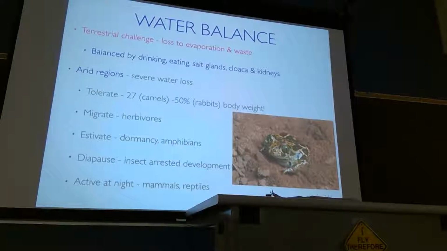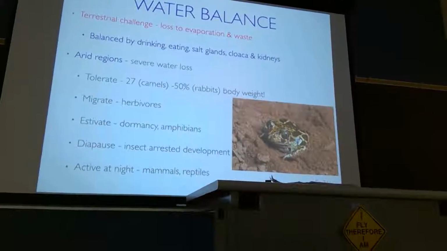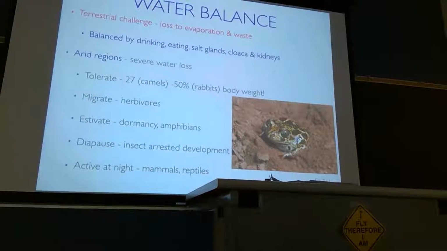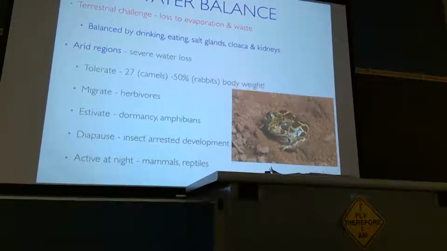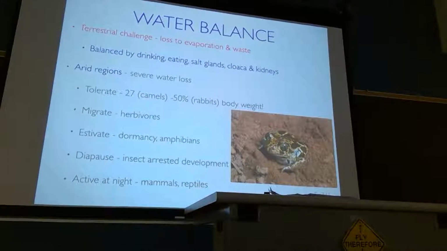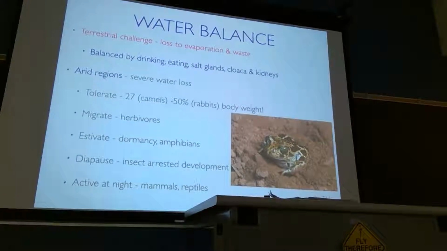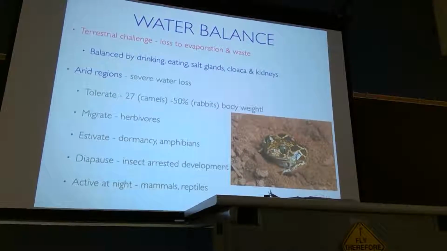All right. In arid regions, severe water loss can be a real problem. So again, we're talking about desert conditions or places that experience seasonal drought as a regularity. Some organisms are adapted to tolerate low moisture conditions. So 27% of the body weight of a camel is water. Okay, like, dude, that's enormous. And in terms of rabbits, up to 50% of their body weight can be water. And so they can store water to help them tolerate low water conditions.